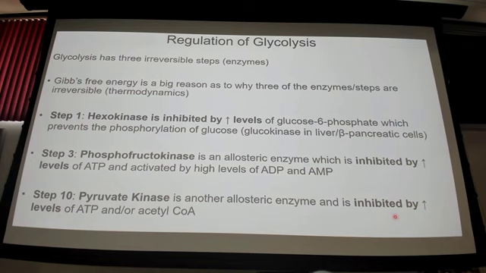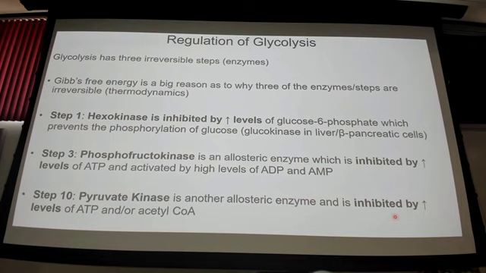Hexokinase is the first enzyme in glycolysis that converts glucose to glucose 6-phosphate. In liver cells and pancreatic cells, hexokinase is called glucokinase. I'm going to say that again. In liver cells or pancreatic cells, hexokinase is called glucokinase. This enzyme is inhibited by high levels of glucose 6-phosphate.